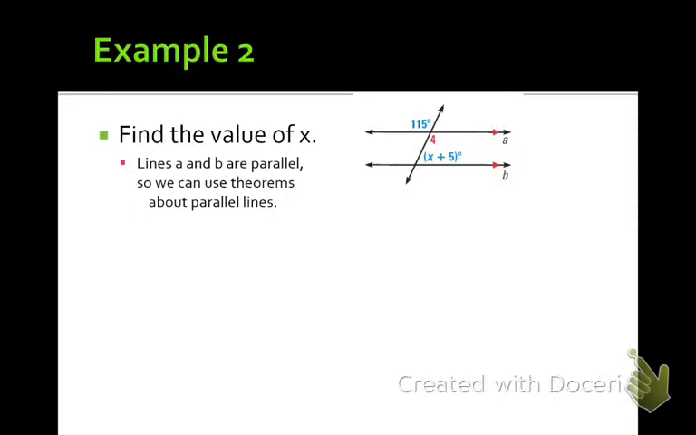And what would it be? 115. Why? Because it's vertical. Right. 4 is 115 because it's a vertical angle. Now I can find x. How am I going to find x? What am I going to do?